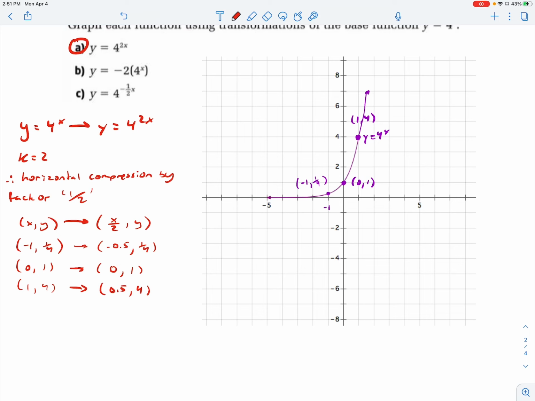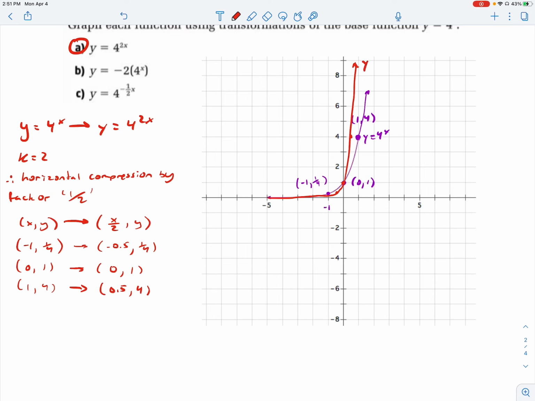We're just trying to use it to obtain the graph. So negative a half, a quarter, that will be right here. It's the same height as the purple one, but it's at negative a half, about halfway through. Okay. 0, 1, that point stayed the same. And then we have a half, 4, that's up here. You can see it looks like the purple graph has been squished horizontally because that's the kind of transformation that this is. So it's going to go up through there and then up here.